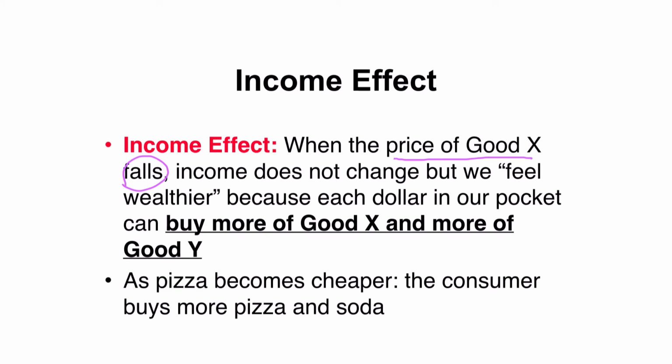The same money that we have in our pockets goes a little bit further now because the price of one of the goods that we are consuming has become lower. So with this same budget, we're able to consume more in general. We know for sure we're going to consume more of the good whose price has fallen. But if the income effect dominates, we're going to consume more of both goods because we feel wealthier. So in the example that we just saw, if the income effect dominated and was strong, we would anticipate that the consumer would feel wealthier with that $5 they have budgeted for pizza and soda, and he or she would consume more of both pizza and soda.